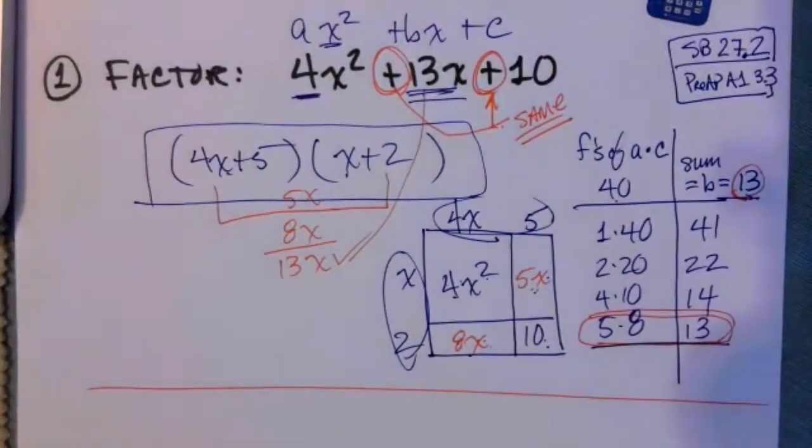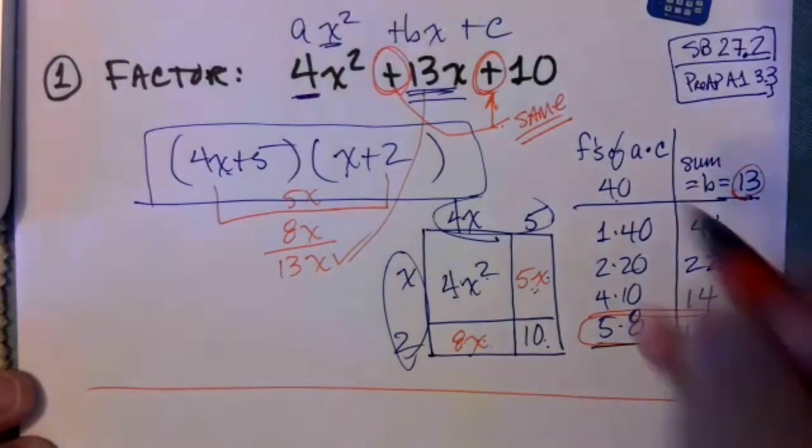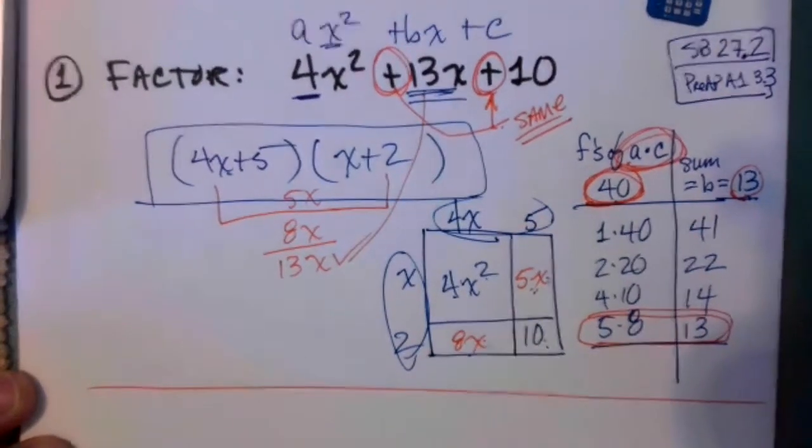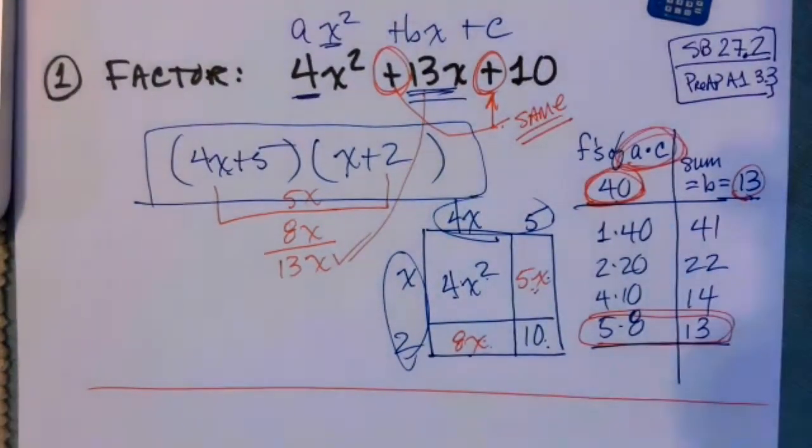Now, the biggest change from what we've been doing is, for the box, we need 40. We need a times c instead of just a. That's the big, giant difference. Okay, all right, so we're going to do one more problem just like this, only completely different.